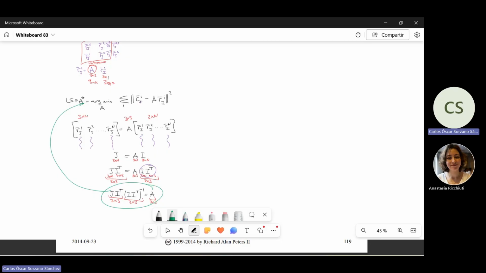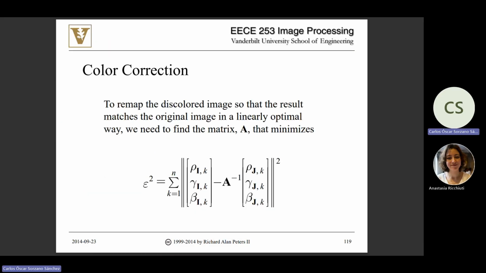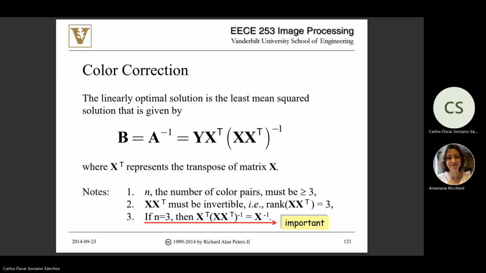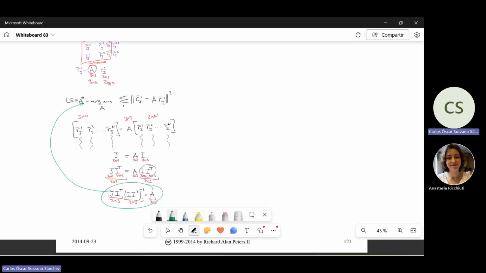So this is what is in the slides. In the slides, I was going from I to J, here he's going from J to I, it is the same. And then, if you are given, this is the same kind of equation as well. This formula is extremely important. It is called the pseudo inverse. Pseudo. That is very, very important.